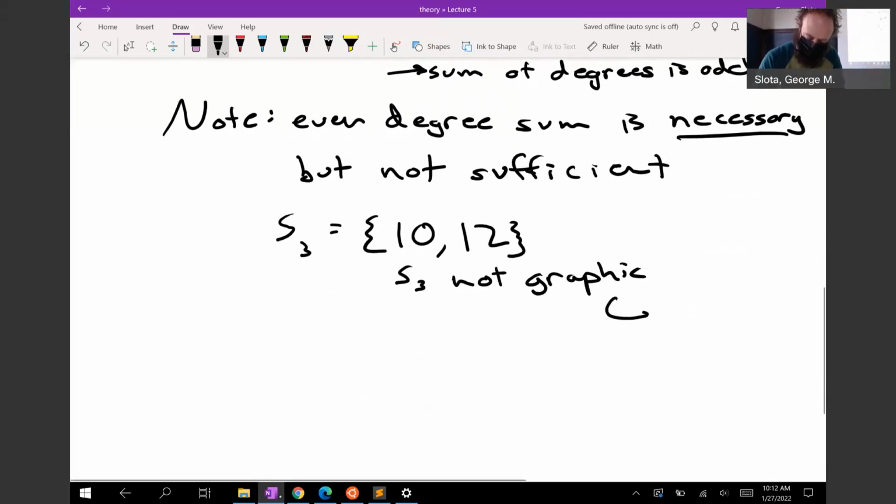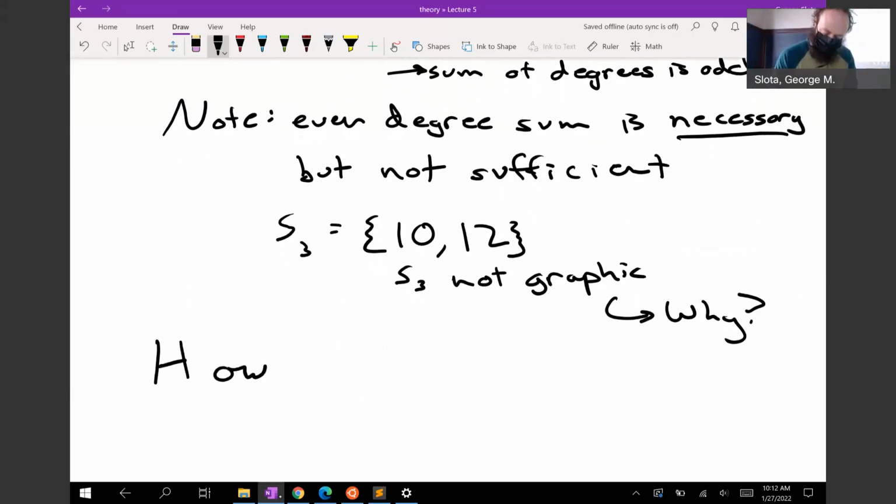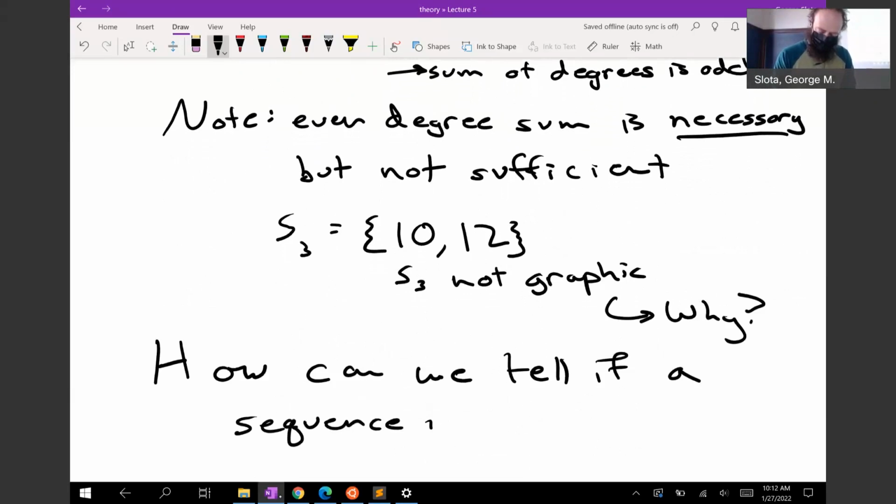The question, obviously, is why. What we want is a characterization of sequences that we can say definitively are graphic. And so, how can we tell if such a sequence is graphic or not?